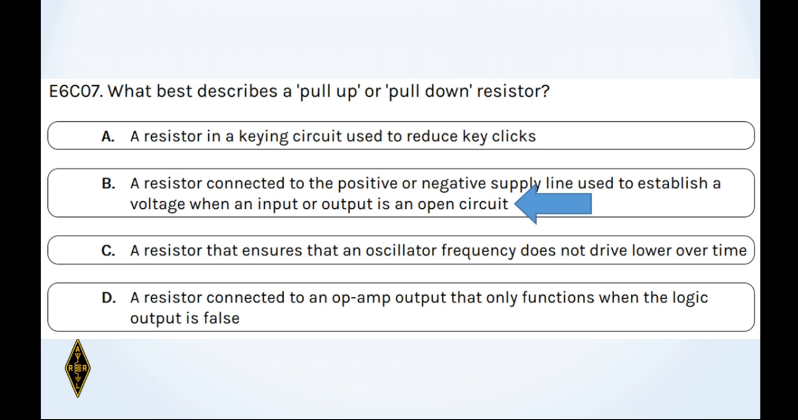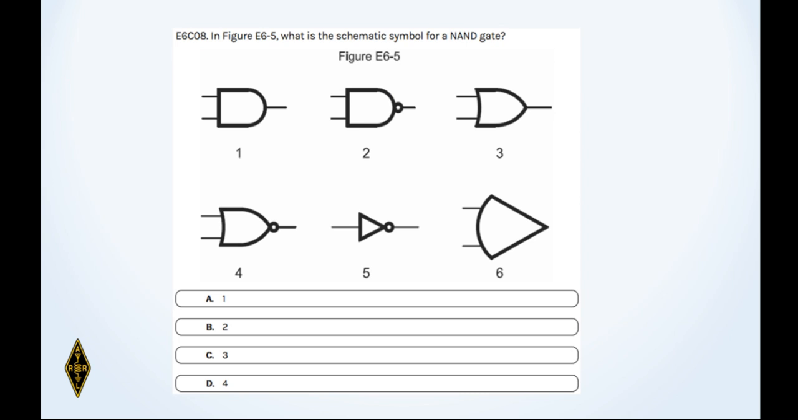All right, get your glasses out. What is the symbol for a NAND gate? Number two, you see that? AND, because it's got the straight line, and the dot on the output makes it a NAND, so number two or B.